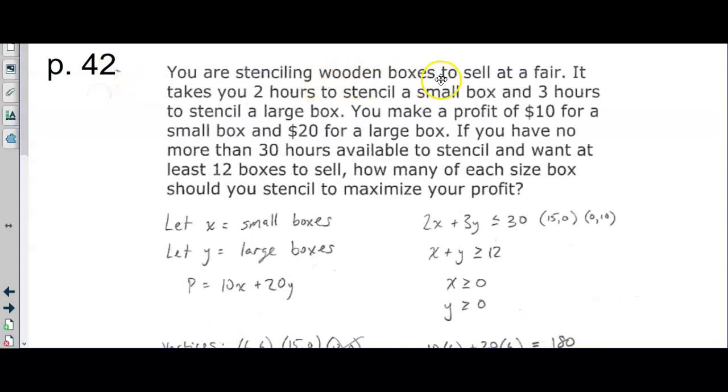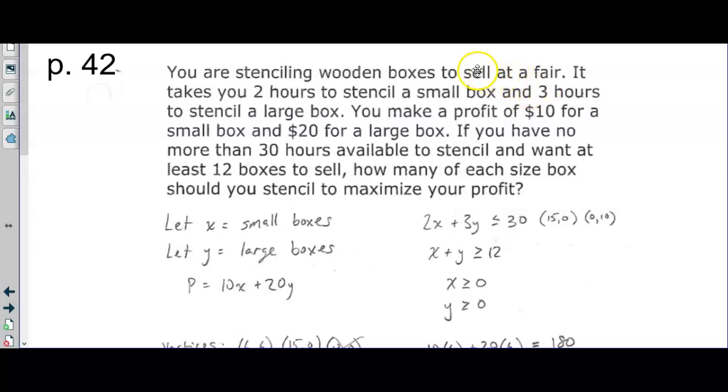So you're stenciling wooden boxes to sell at a fair. It takes you 2 hours to stencil a small box, 3 hours to stencil a large box. So we have that info right up front. We have a certain amount of profit we make off of each type of box. There's a certain number of hours that we would like to spend doing this project. And we want to sell at least 12 boxes so that we can actually make a profit off of these.